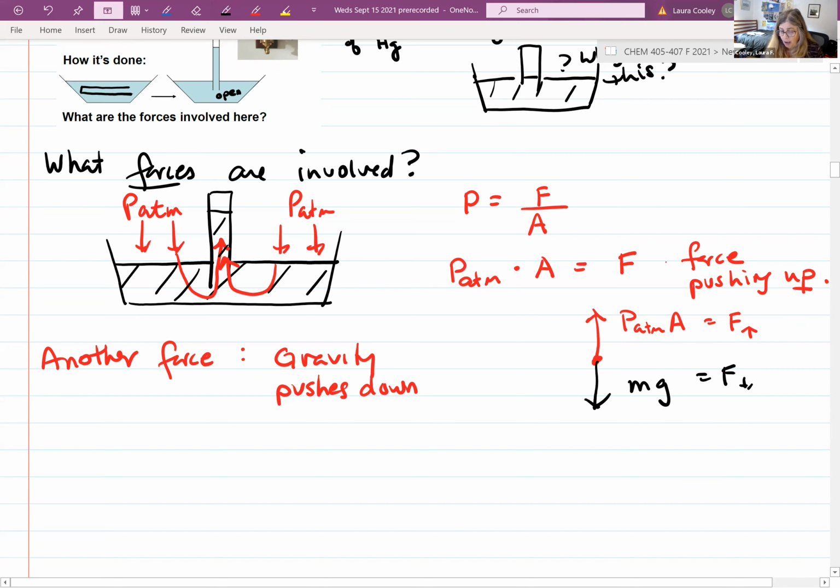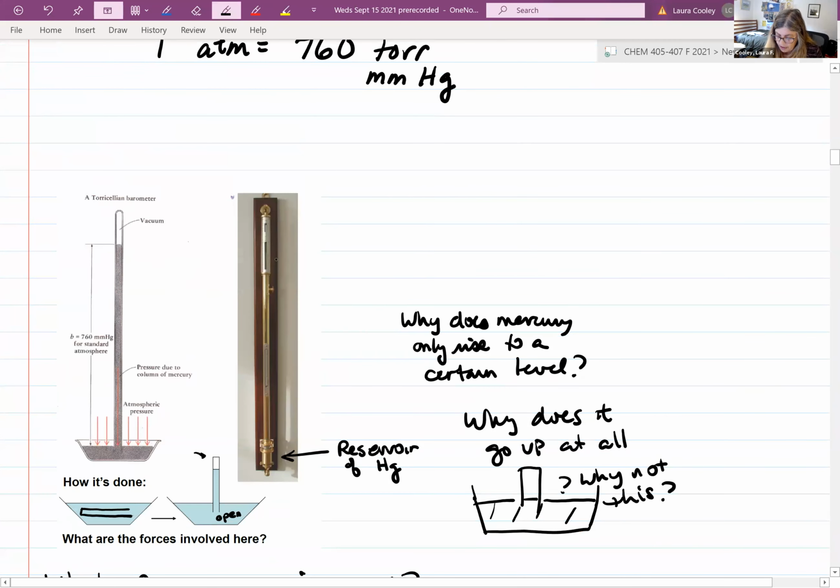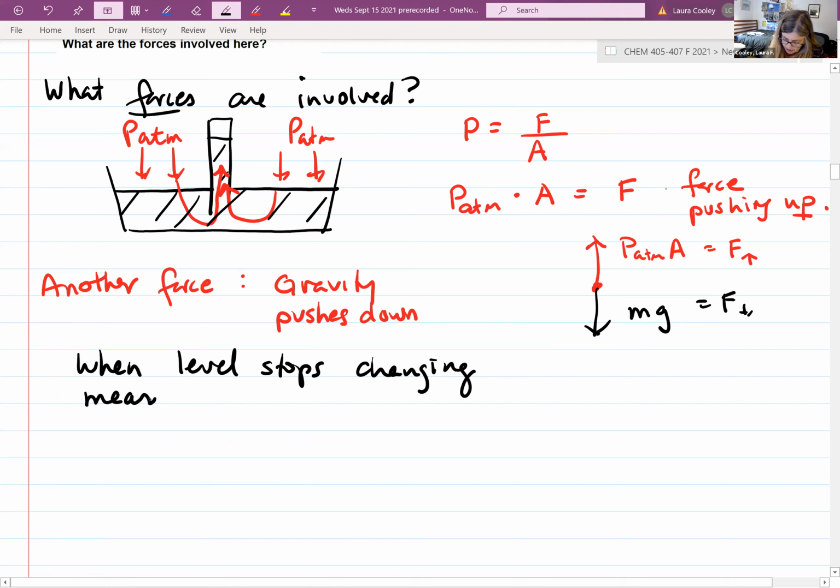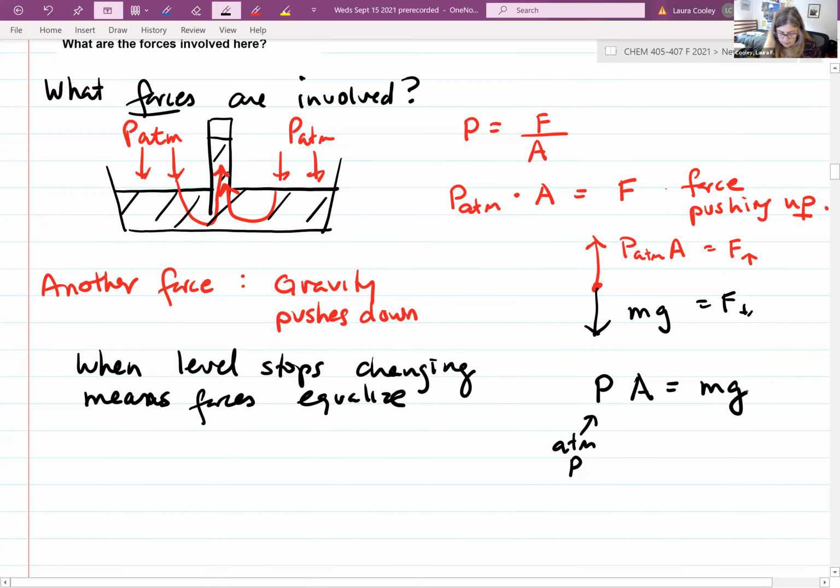So when you look at this barometer and you see that the level is not changing, there's a particular level that, maybe initially the mercury goes up, then it stops. That means that the level isn't changing. So when the level stops changing, which really happens pretty instantaneously, it means these forces equalize. So it means that this P_atm times A, the atmospheric force, is equal to mg.